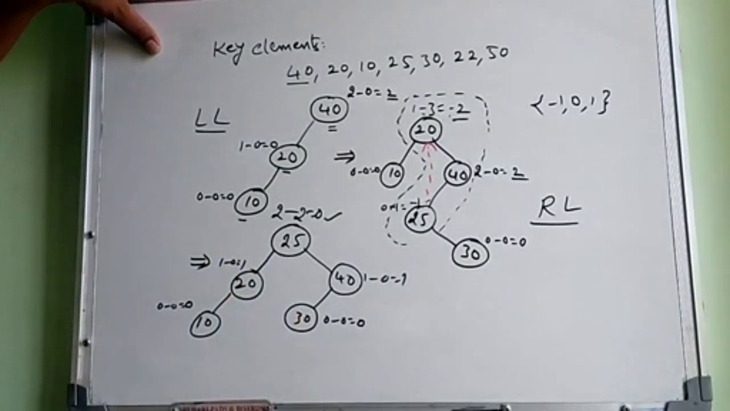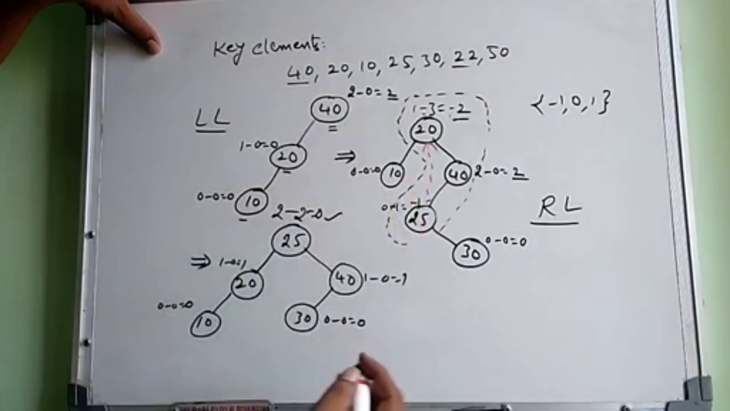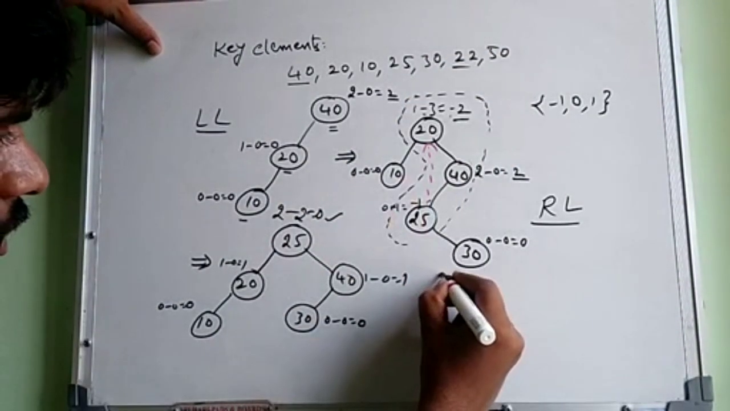Next, is any other element left? Now we can add 30. So where can I add 30?